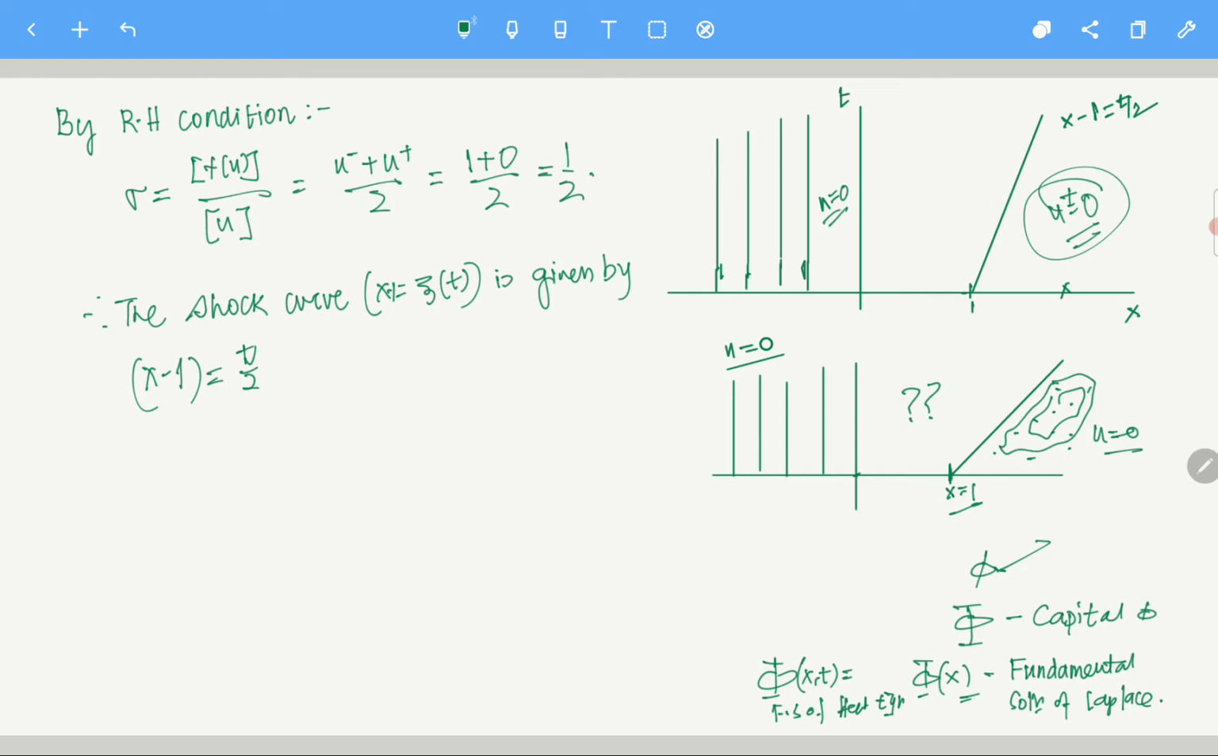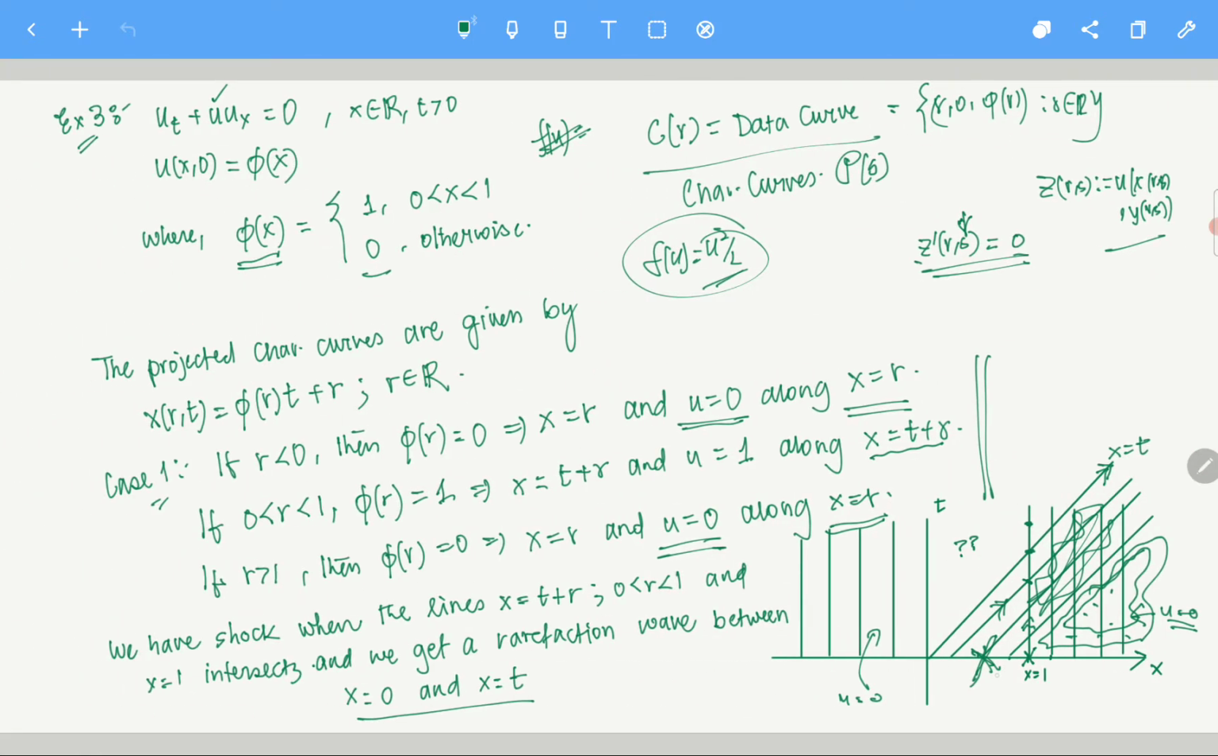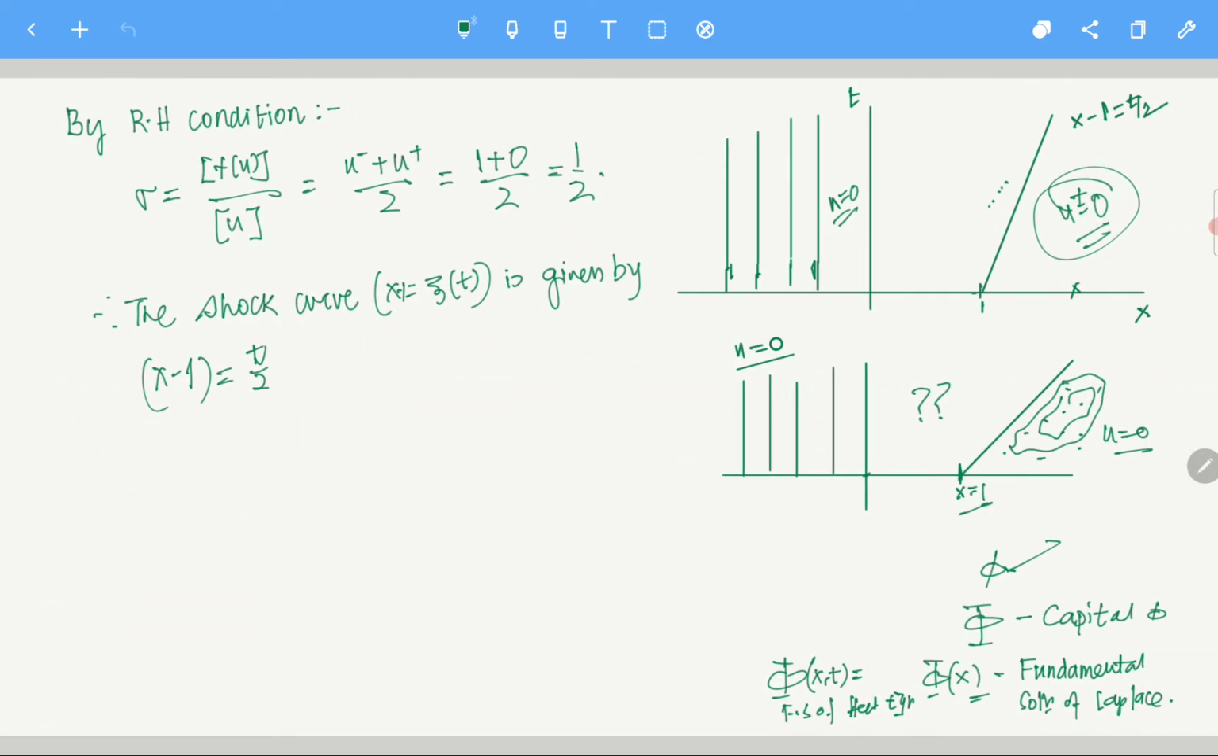Clear? Now I don't know what u is, so I have to find what u is in these parts, right? So this is a shock curve. I know u plus is going to be 0 here. What is u minus here? Since there is an initial condition given here, what is the value of u here? It is 1, right? And it is getting carried forward. So on one side of the shock curve you can write 0, and on the other side you can write u equals 1. I hope this is fine. Why? Because of the initial condition.